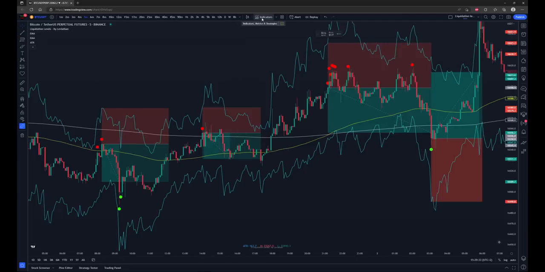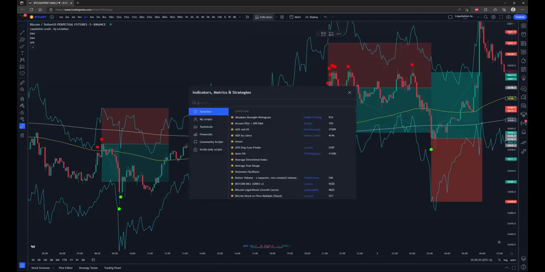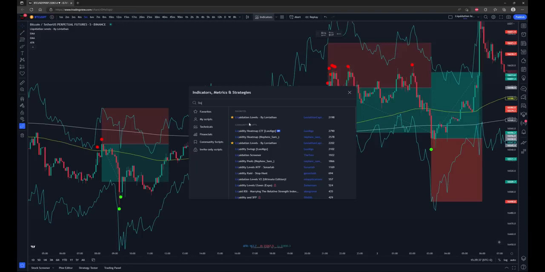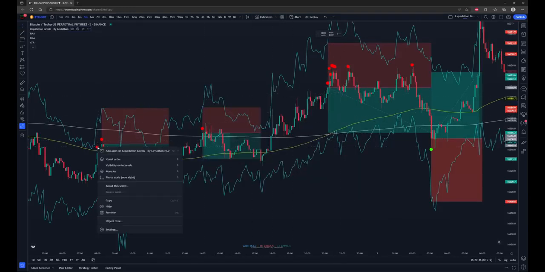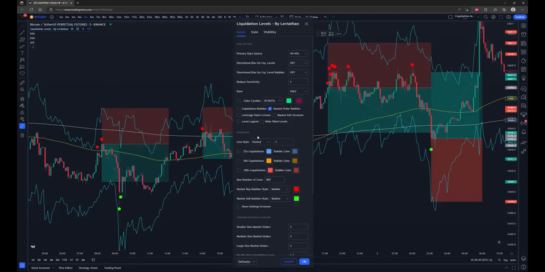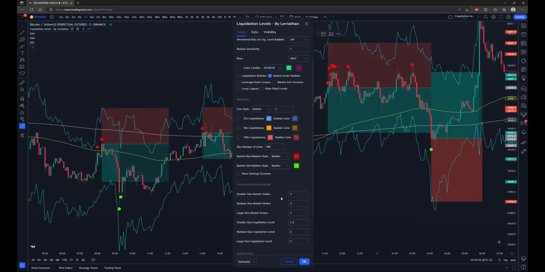And I did have to change the settings, but first I'll just show you the actual indicator in the public library here. So liquidation levels by Leviathan, Leviathan Capital, highly liked there on the TradingView public library. And I'll show you the change in settings. So I've gotten rid of everything and I've turned on the market order bubbles. What I've also done is change the settings of those bubbles where all of these are set to 3.